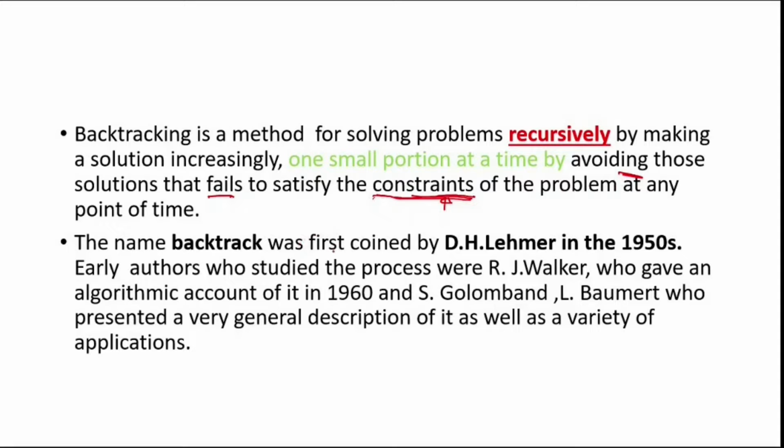The name backtrack was first coined by Lehmer in the 1950s. Early authors who studied the process were Professor Walker, who gave an algorithmic account of it in 1960, and then Golomb and Baumert. These professors already studied backtracking.